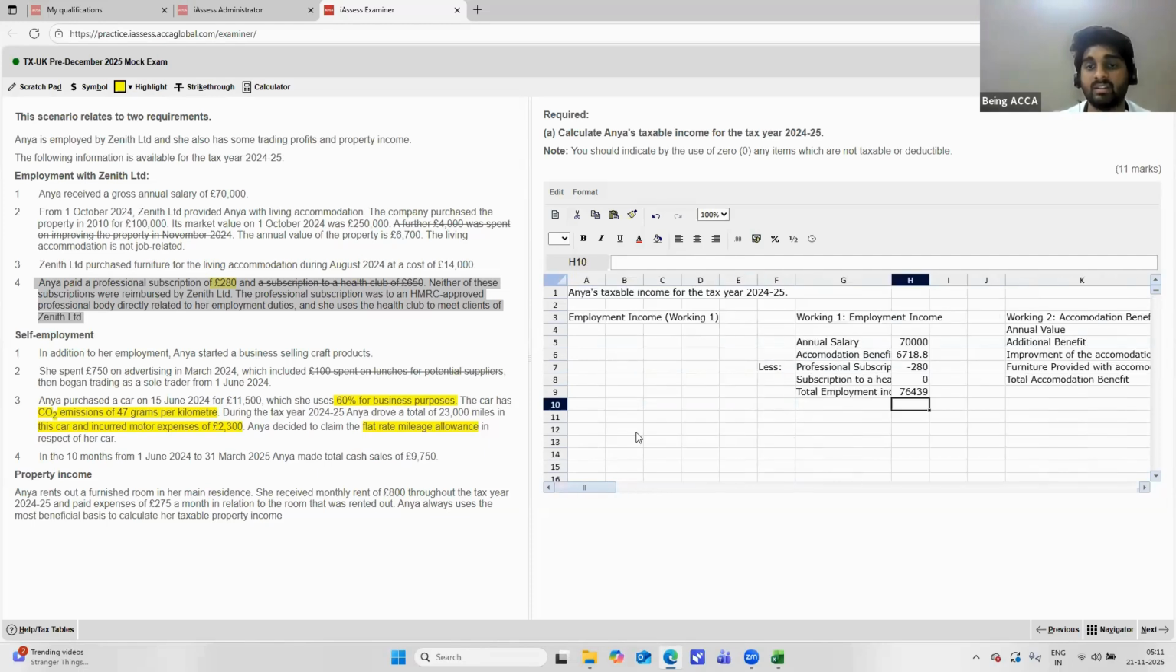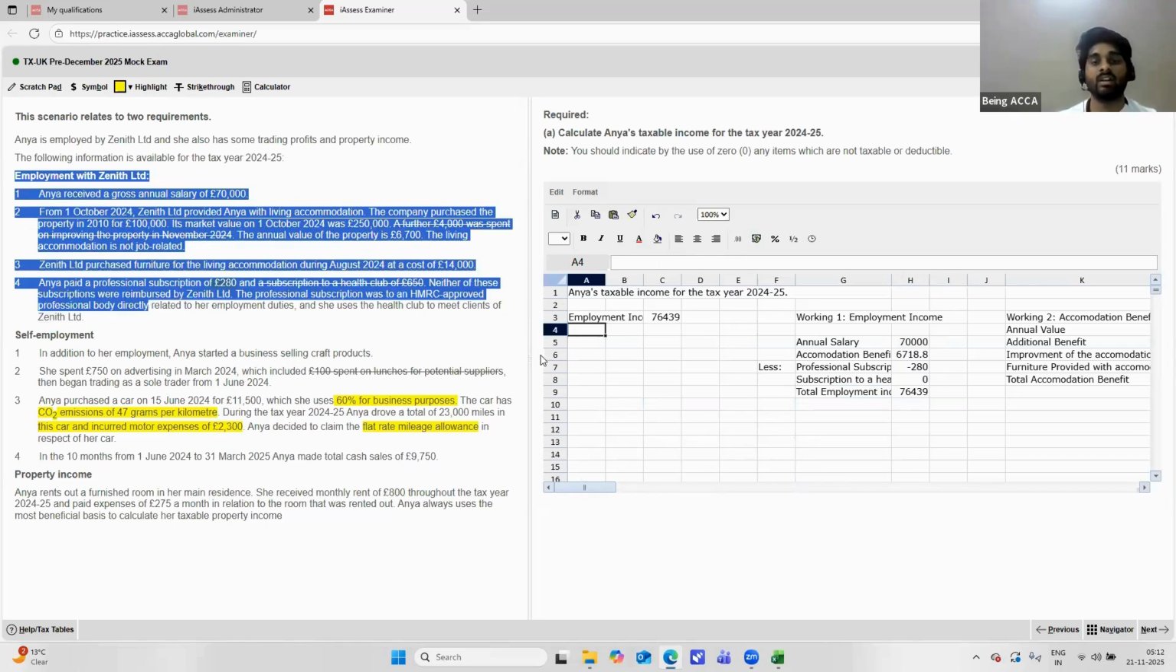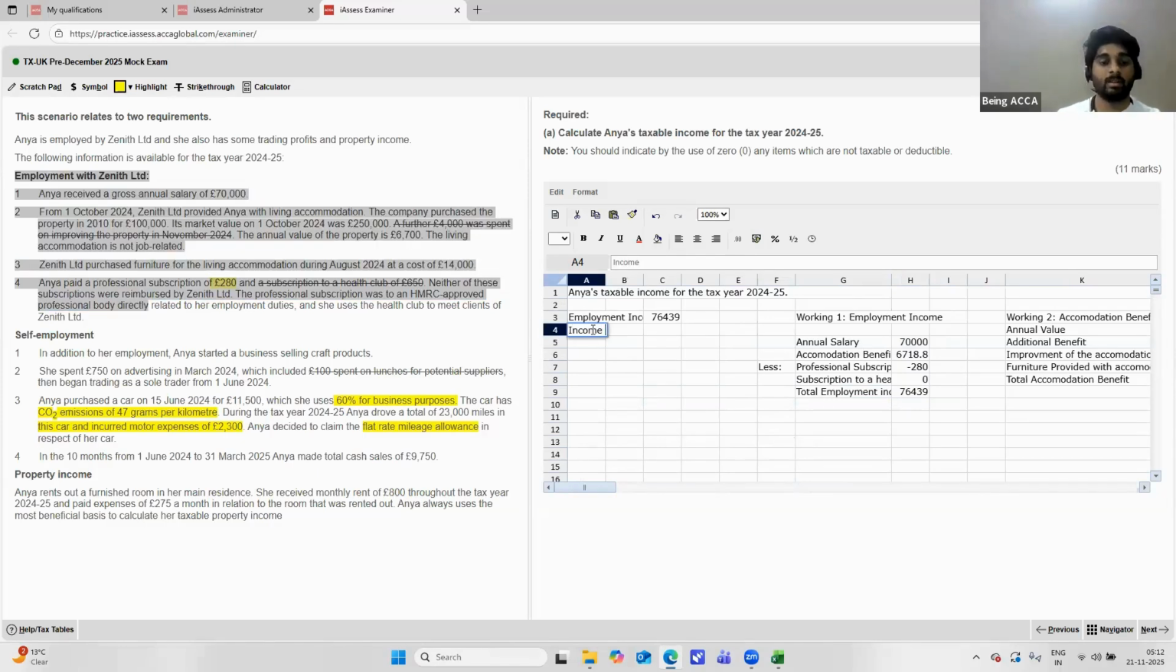All right, making it 76,439. Employment income is equal to this; this will be your employment income. With this, we have completed one part of calculating the employment income. Now, let's quickly move on to self-employment. Income from self-employment.